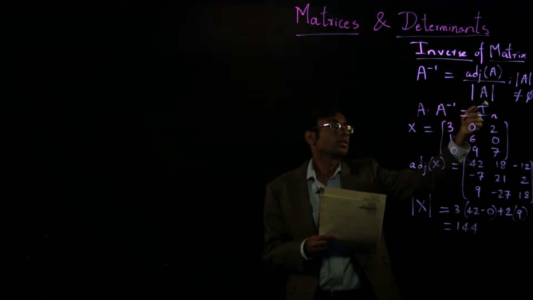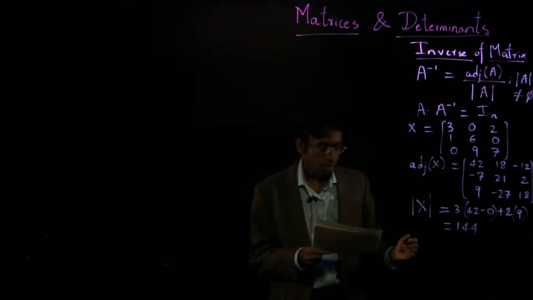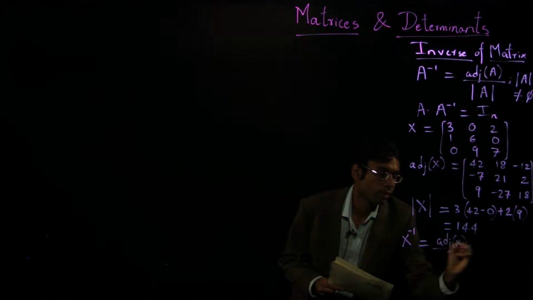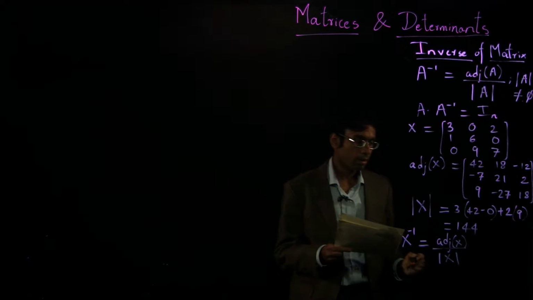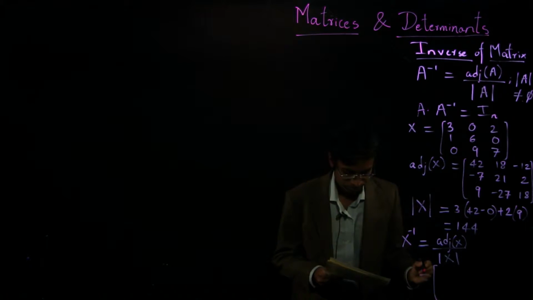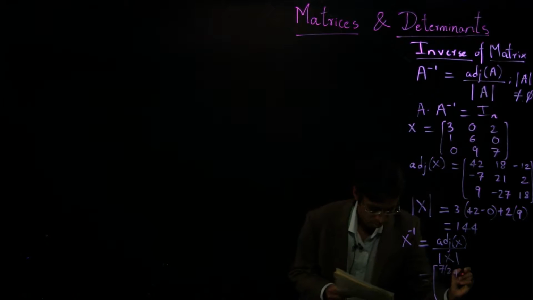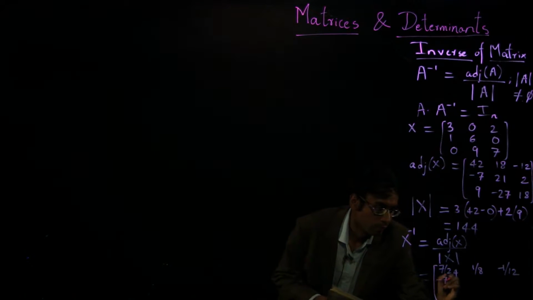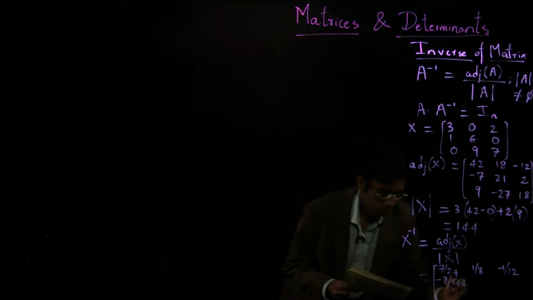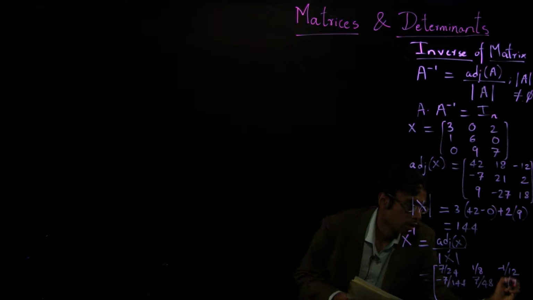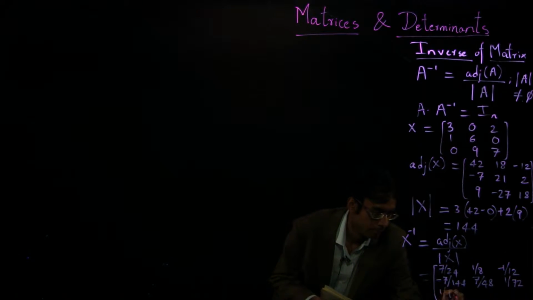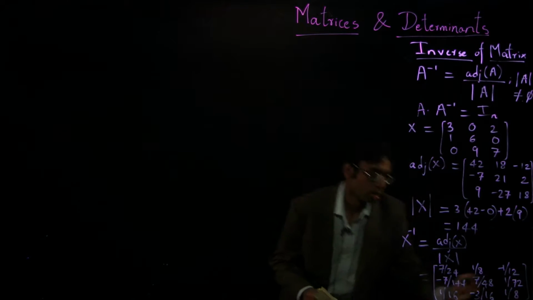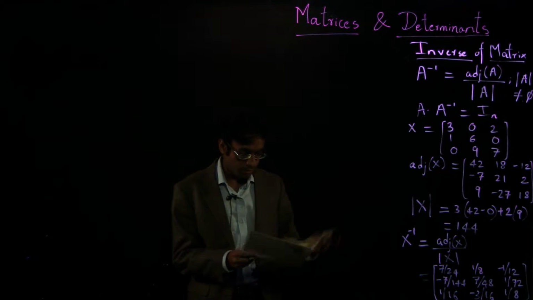So then, using this formula, now that we've calculated the determinant is non-zero, we can find out the inverse of matrix X, which works out to be adjoint of X divided by the determinant of X. And you can show that it works out to be 7 over 24, 1 over 8, minus 1 over 12, minus 7 over 144, 7 over 48, 1 over 72, 1 over 16, minus 3 over 16, and finally 1 over 8. So that is the way to calculate the inverse of the matrix.